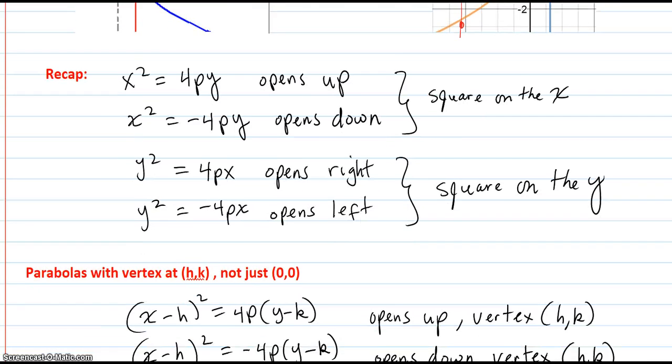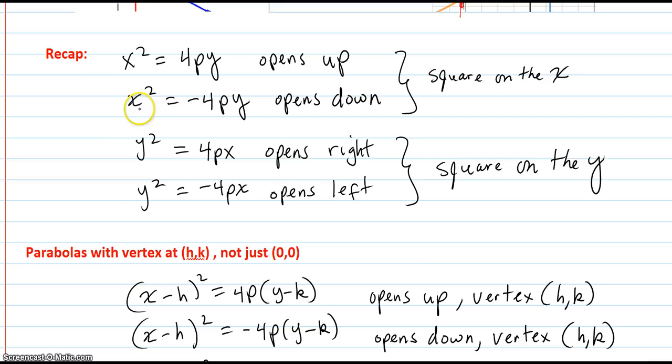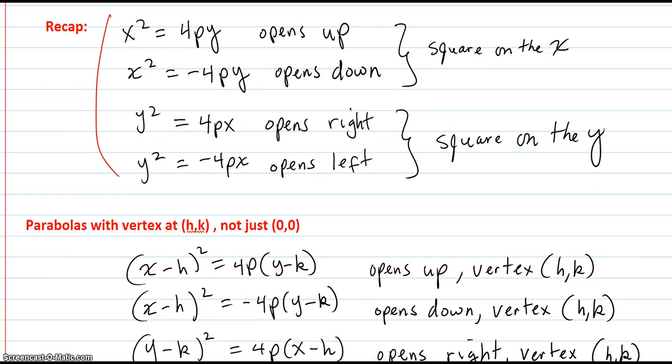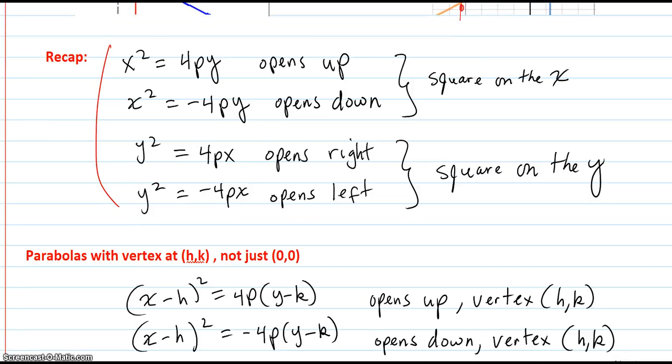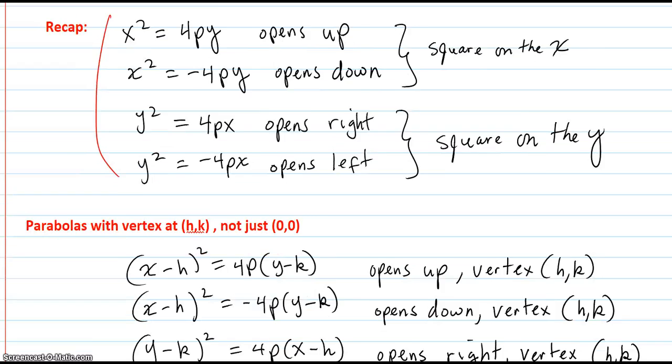So the recap is right here. Here's all the forms that we have, and all you have to know and remember is that when the square is on the x, you're opening up or down. When the square is on the y, you're opening sideways, and the plus and minus decides left or right or up or down.